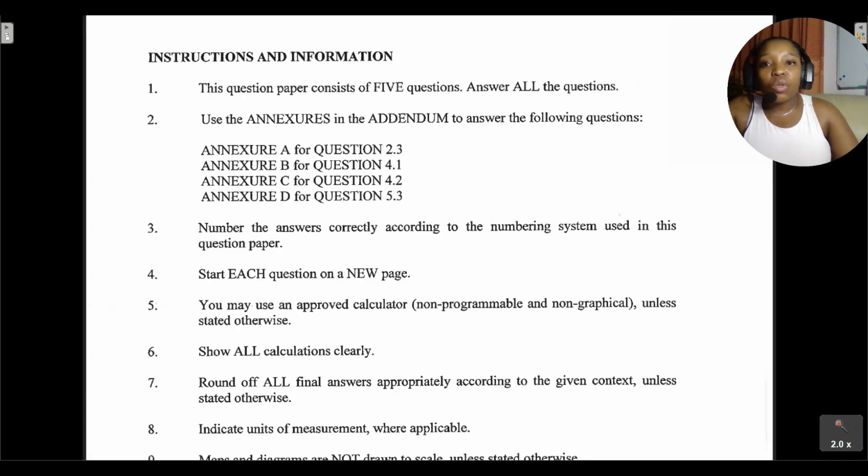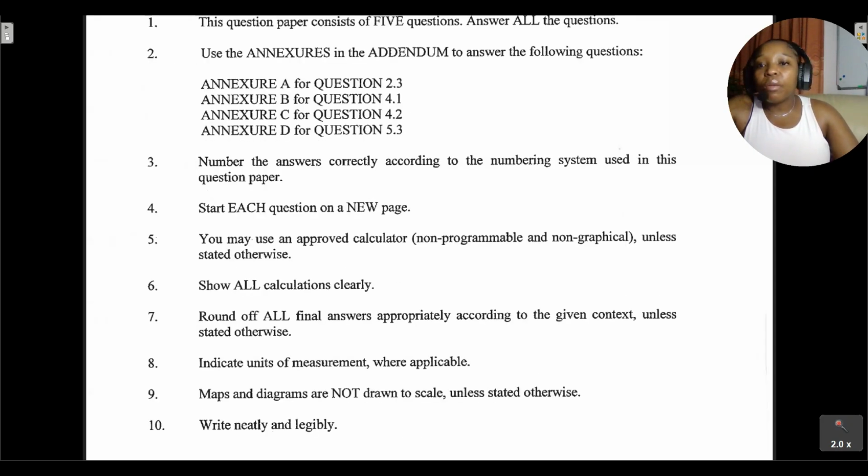So we are basically told that this paper consists of 5 questions, okay? So you need to answer all the questions. Use the annexures in the addendum to answer the following questions. You need to use annexure A for question 2.3, annexure B for question 4.1, annexure C for question 4.2, and annexure D for question 5.3. You need to number the answers correctly according to the numbering system used in this question paper.